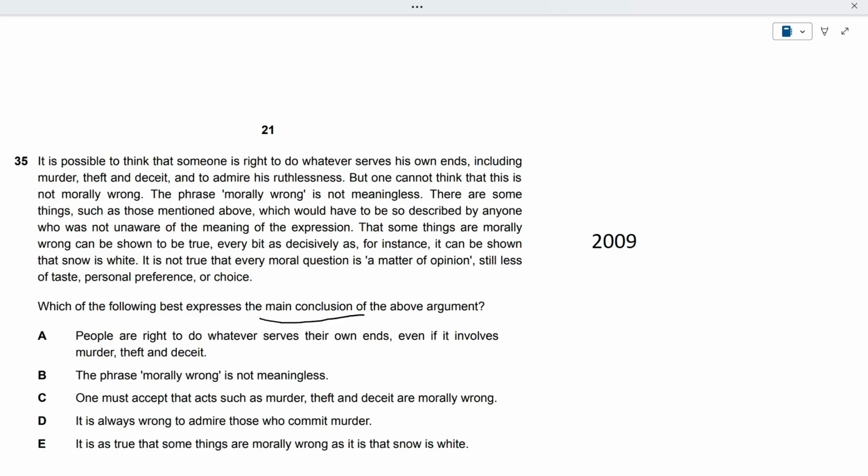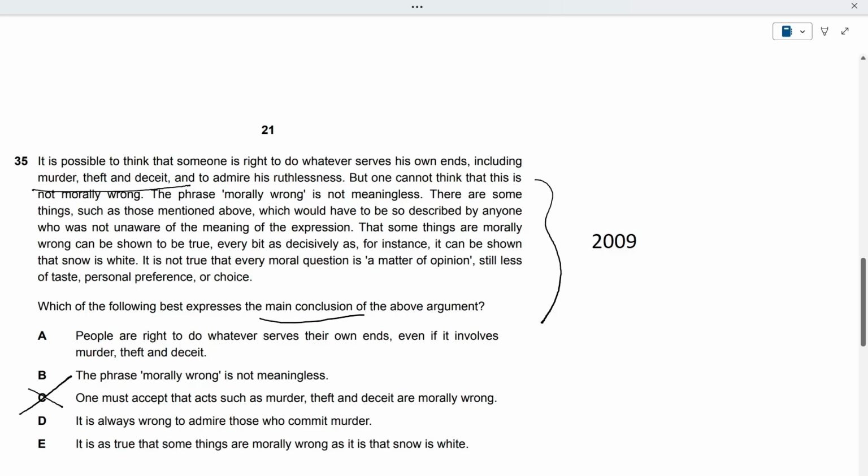C, one must accept that acts such as murder, theft, deceit are morally wrong. It isn't this because it says that here, so it is explicitly in the passage, which is fine, but the rest of the passage is not related to that whatsoever, right? Obviously, it's true, or the passage is certainly arguing it's true, but it's not the actual conclusion of the passage. So again, you put emotion aside, you put what you think is fact aside, and you just think, what does the whole passage relate to? And it's just not that.